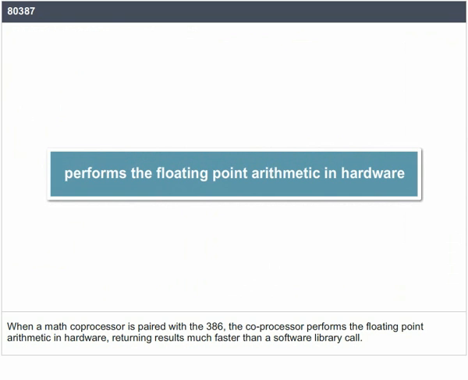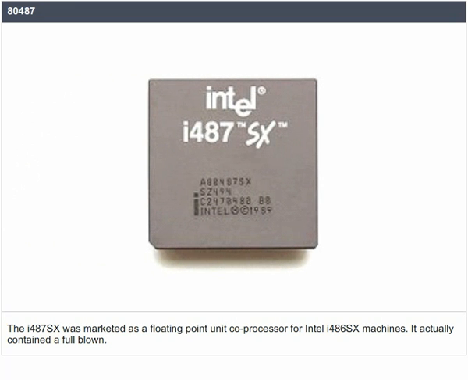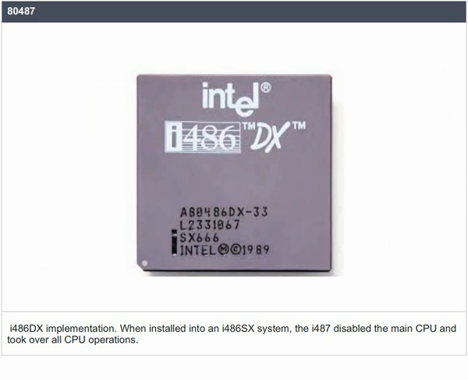80487. The i487SX was marketed as a floating-point unit coprocessor for Intel i486SX machines. It actually contained a full-blown i486DX implementation. When installed into an i486SX system, the i487 disabled the main CPU and took over all CPU operations.